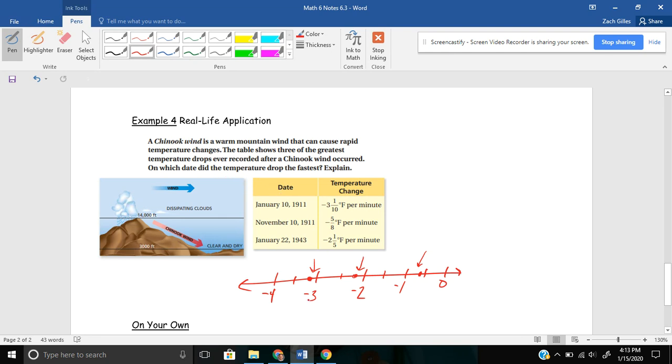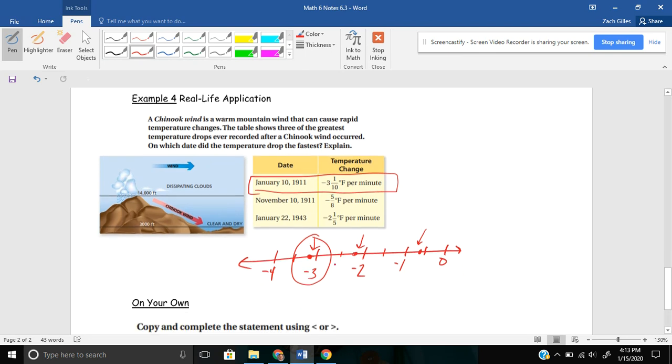All right. Well, this date right here is the furthest to the left, and my temperature is dropping, so we're kind of looking for that negative number that's the least of these. So here it is on the date January 10th, 1911. Looks to be the temperature that dropped the fastest.